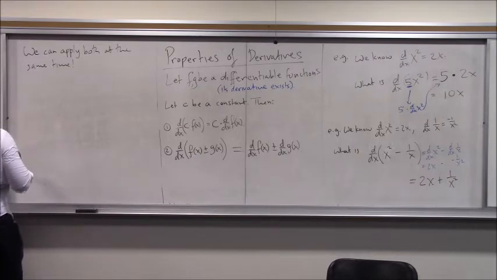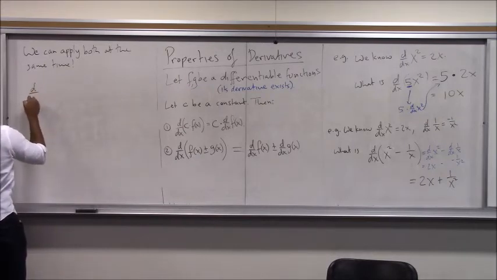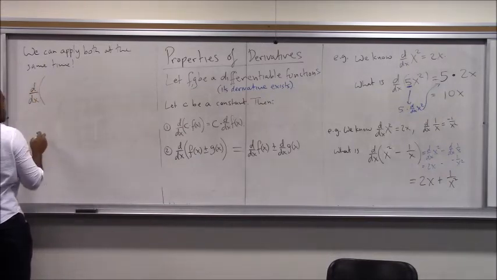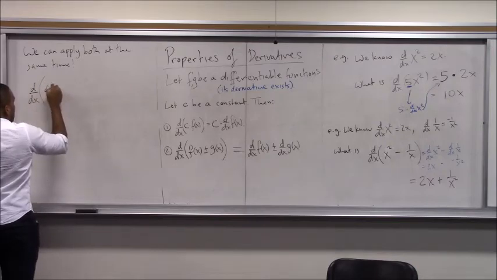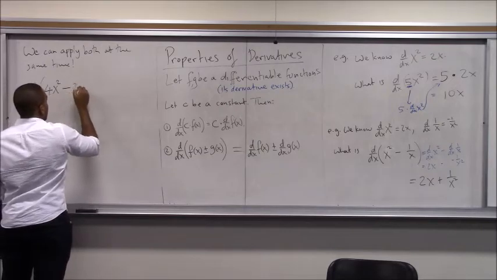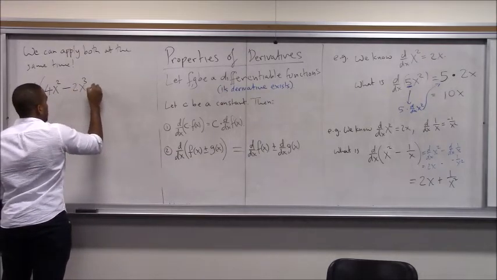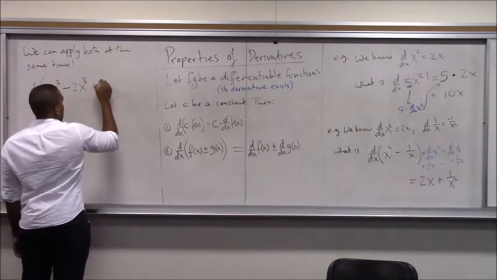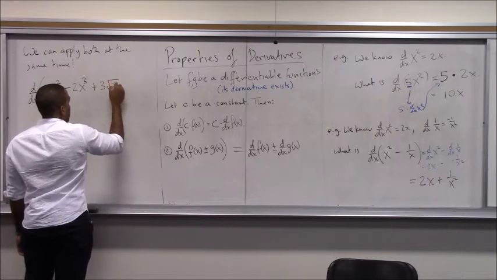So someone might ask you something like, what is the derivative of 4x squared minus 2x cubed plus 3 times the square root of x?